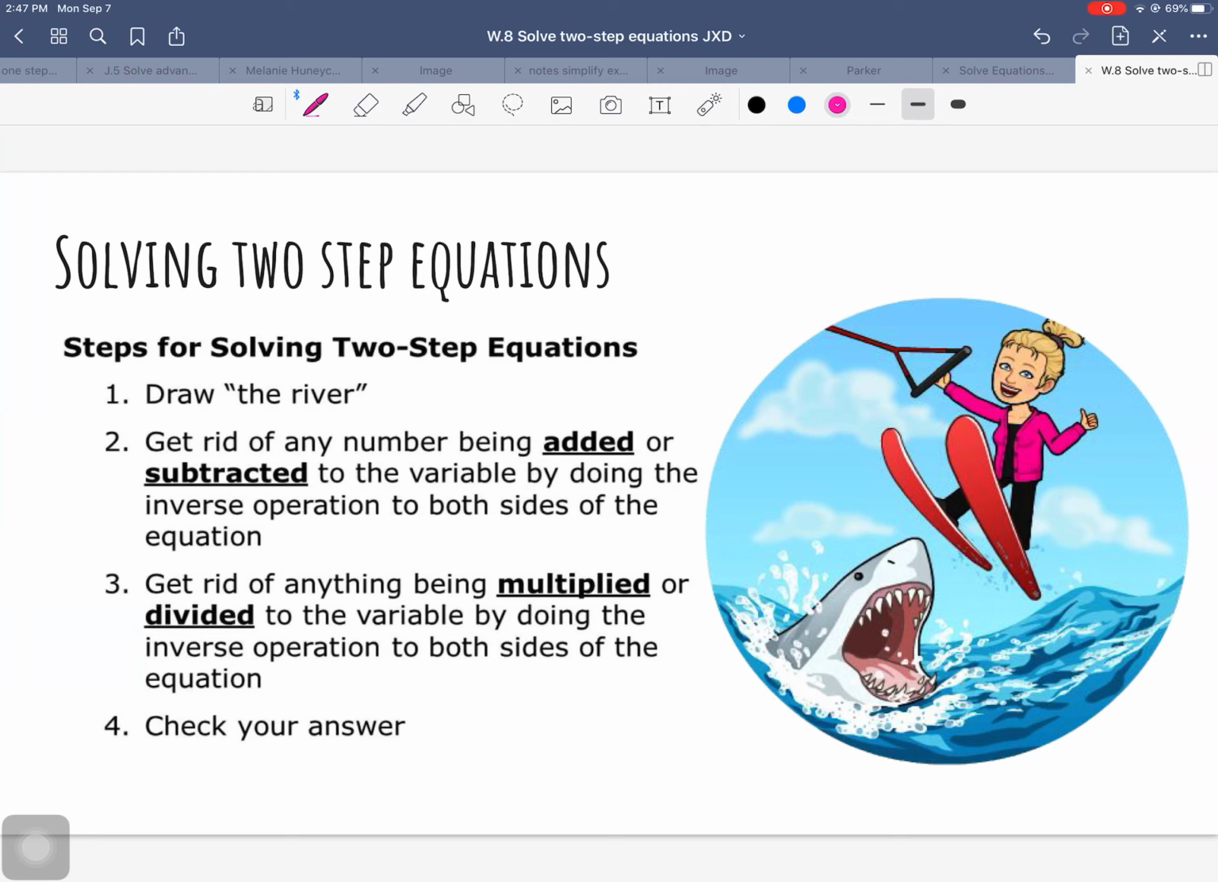All right, we are going to get into the new stuff. So, steps for solving two-step equations. We are going to draw the river. We're going to get rid of any number added or subtracted by doing the inverse operation. The inverse operation, we remember, is the opposite. Then we're going to get rid of anything being multiplied or divided by doing the inverse operation. And then check your answer.